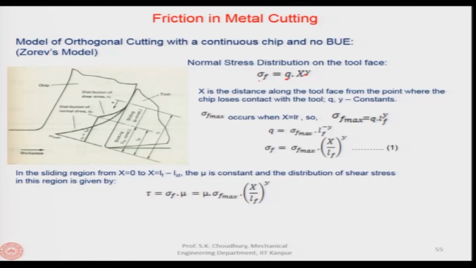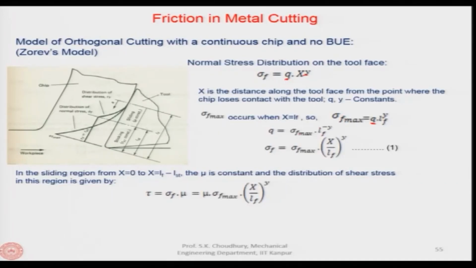Now, sigma f, that is the normal stress, will be maximum, as we said, when the x value is equal to LF. Okay. Therefore, the sigma f maximum can be determined if we put the value of x as LF. So, it will be q LF to the power y. From here we can find out the constant q, which will be sigma f maximum, and we will put the LF to the power y to the left side, which will be LF to the power minus y.